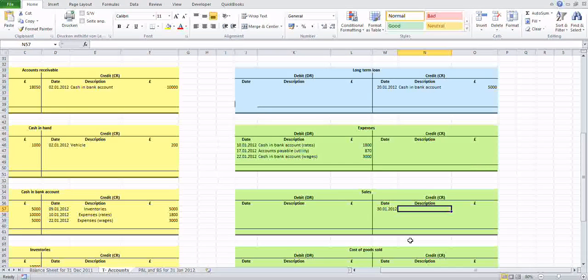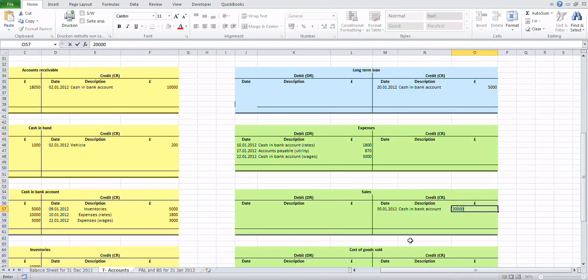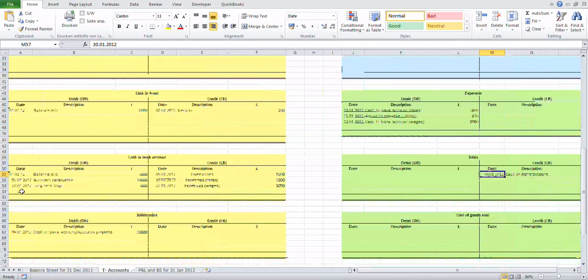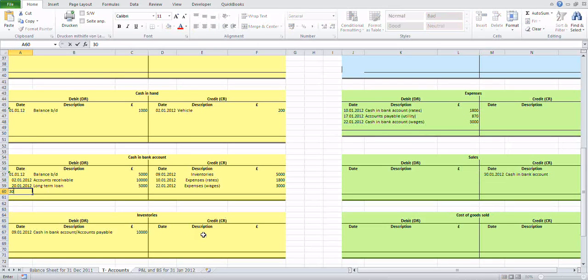What's the opposing account? The opposing account, if these have been paid in full by check, that means that the cash in bank accounts is very likely to be the benefactor of this transaction. So cash in bank account, 20,000. Let's move over to the cash in bank account, 30th of January 2012. Sales, 20,000.